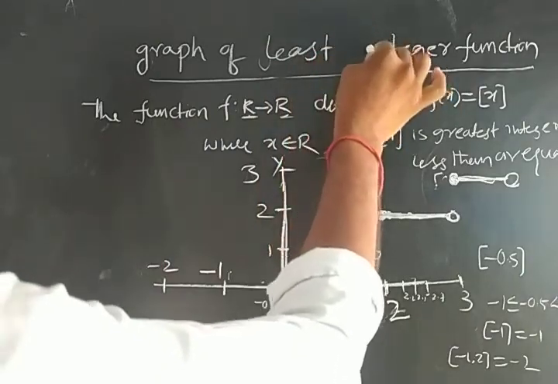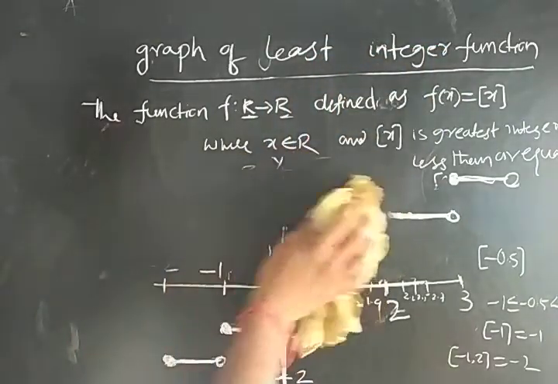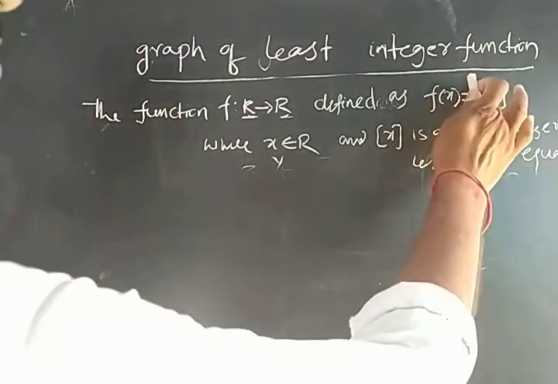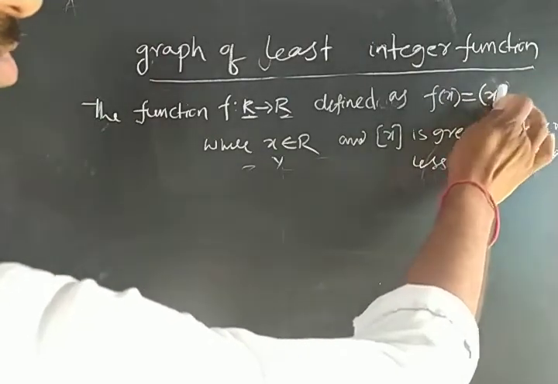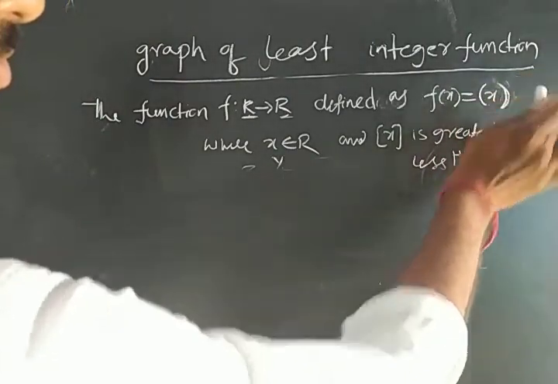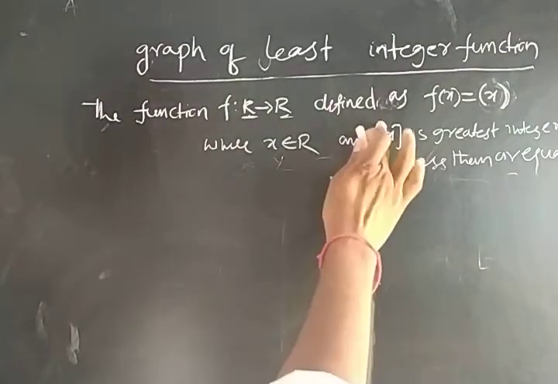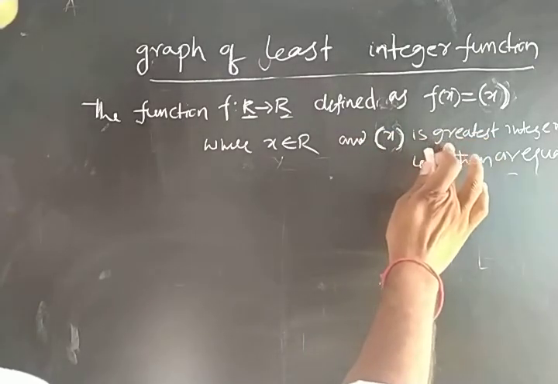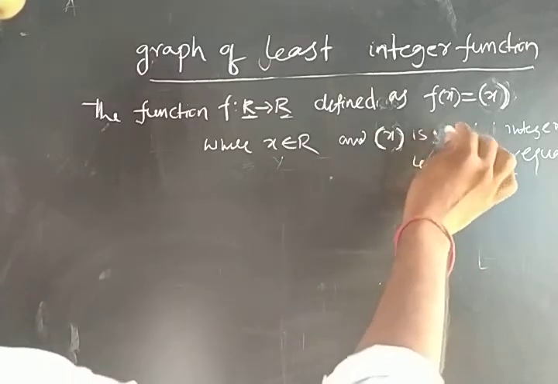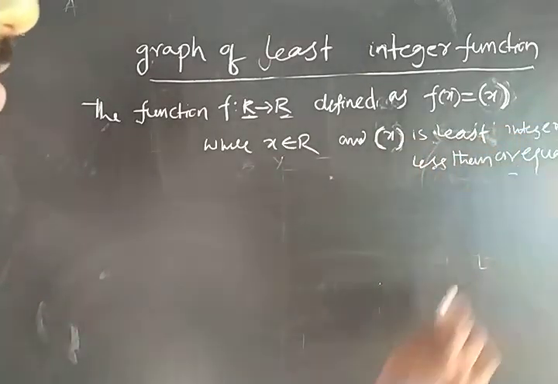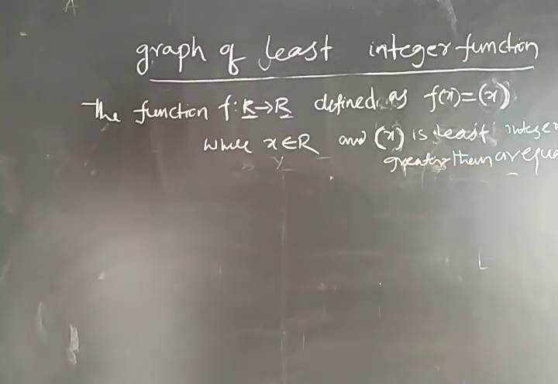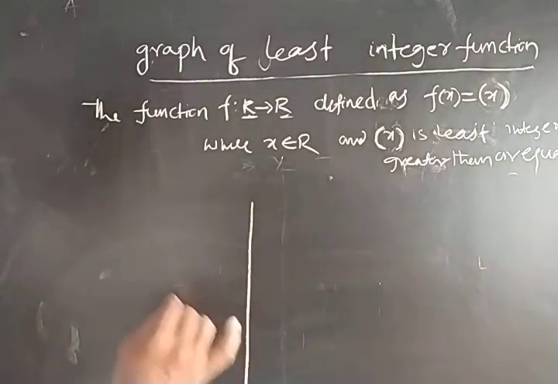Next, the least integer function. What is the definition of the least integer function? The function f defined as f of x equal to these brackets, open brackets, of x, where x belongs to real numbers, and the image is the least integer which is greater than or equal to x. Okay, let me draw the graph of this function.